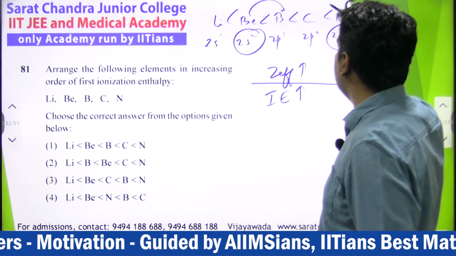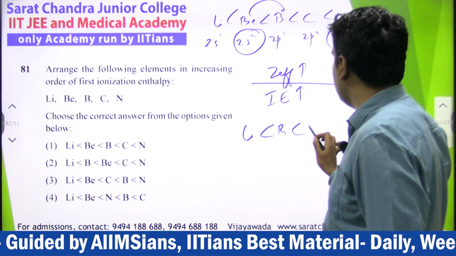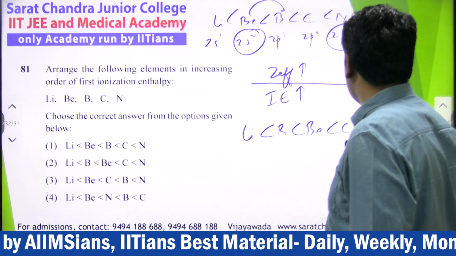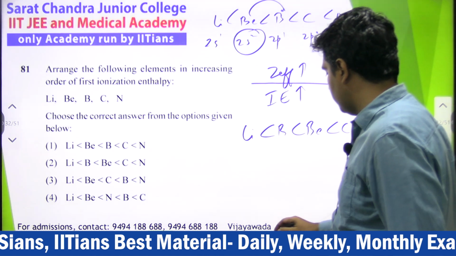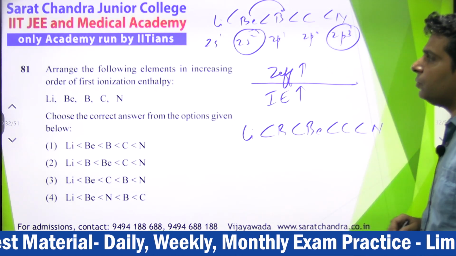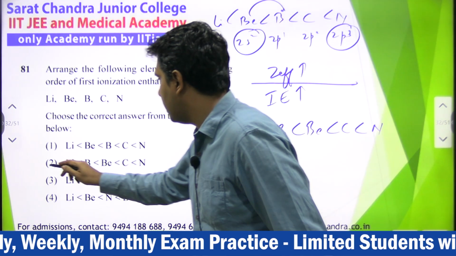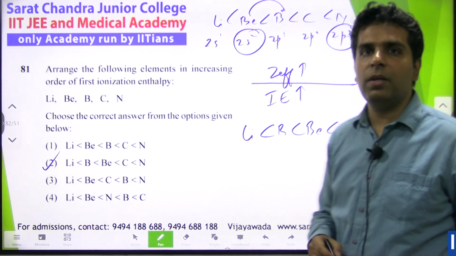So beryllium will be greater than boron. So the correct order will be lithium, then boron, then beryllium, and carbon and nitrogen. So nitrogen will be greater than carbon only. So lithium, boron, beryllium, carbon, nitrogen, that is the second option, will be the answer.